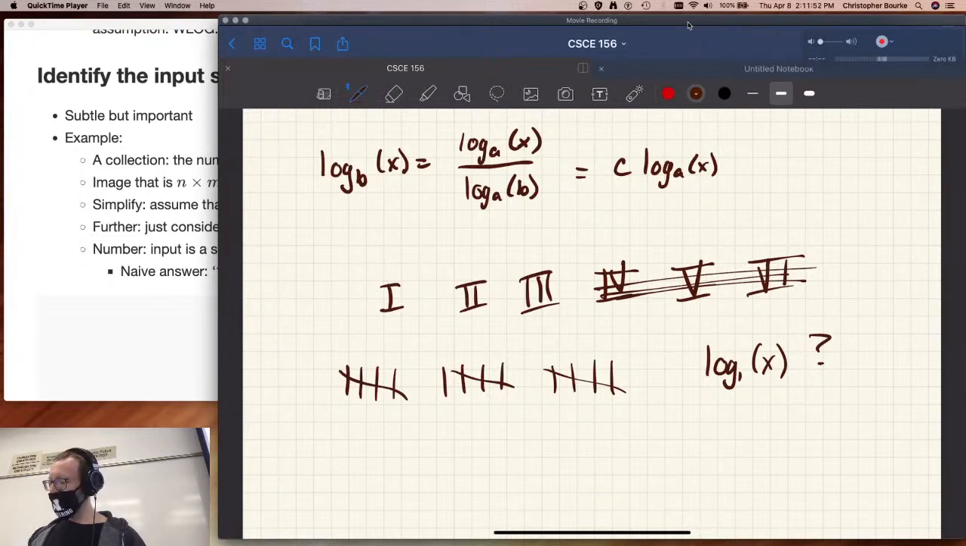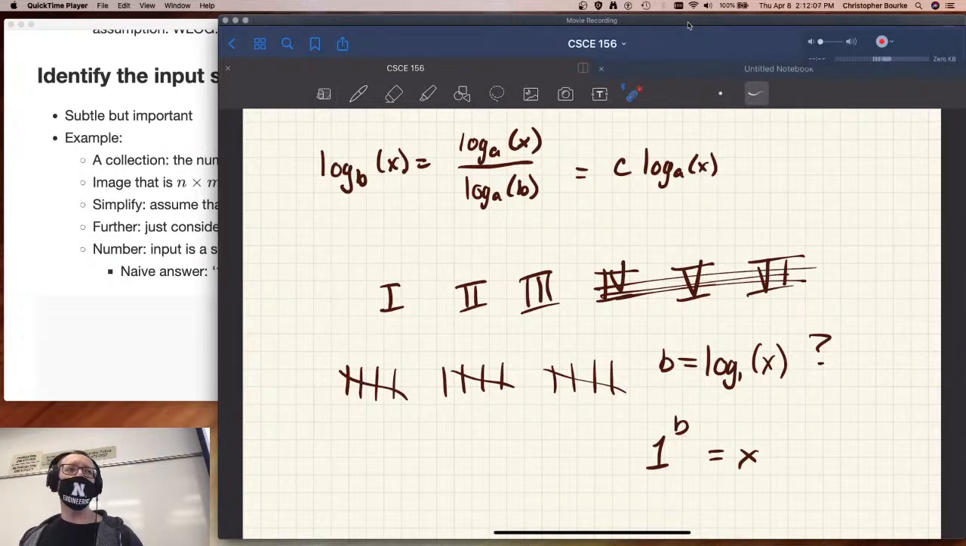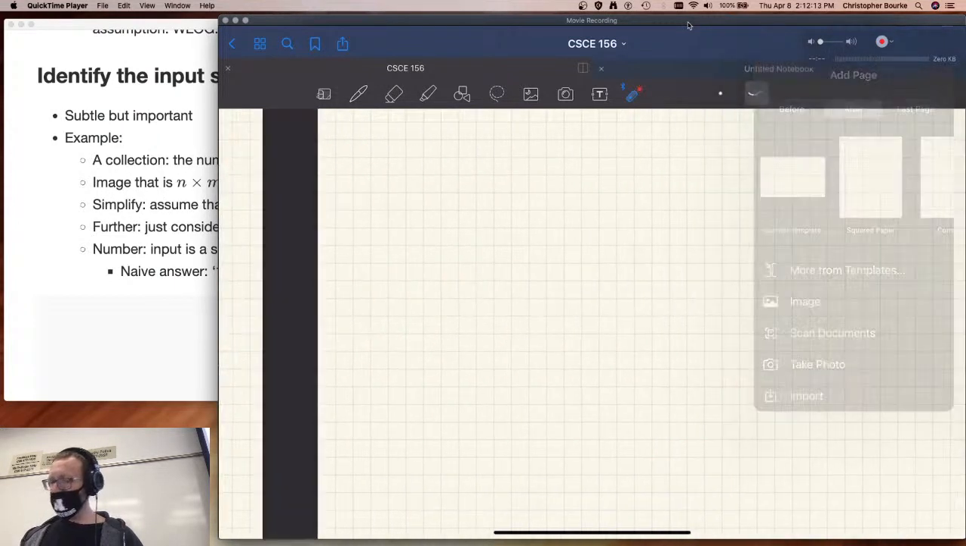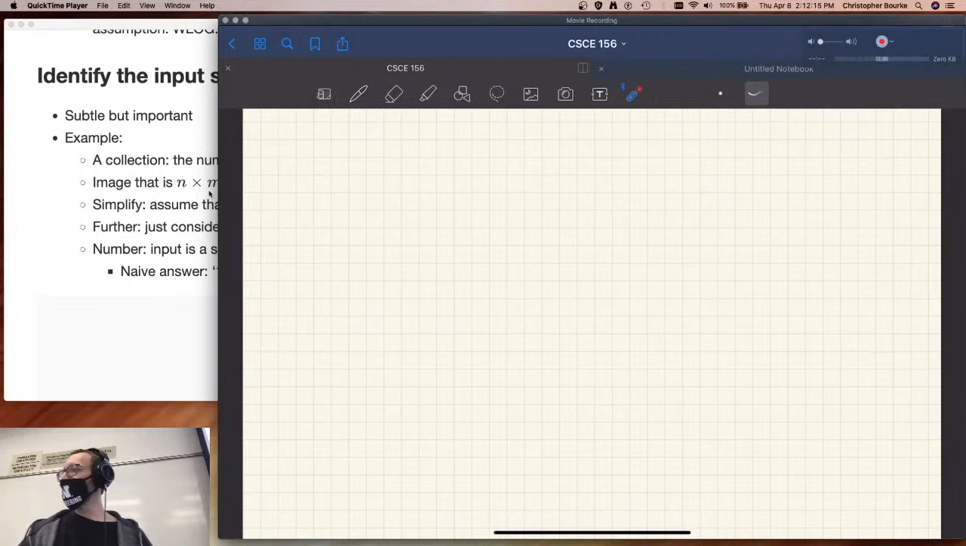No. Why? Because when we move it back, 1 to the b is equal to x. Is that ever going to work? 1 raised to the power of b is only ever going to be 1. And that's why unary systems don't work mathematically. Right? All right, good. Going back over here.